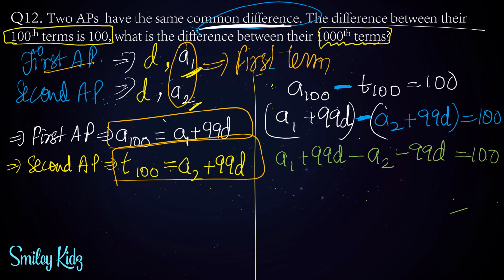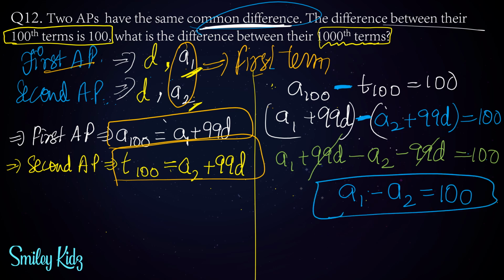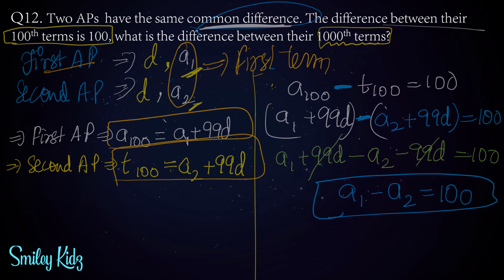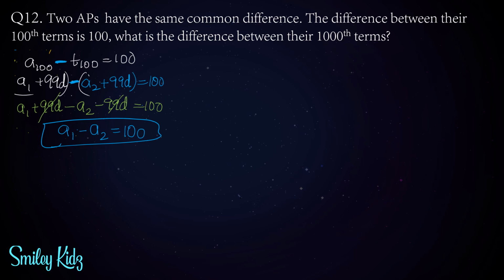Now everyone, plus 99D and minus 99D get cancelled. We'll be left with A1 minus A2 is equal to 100, because we are not sure whether the first terms are the same or not, isn't it? So we have arrived at this particular equation. Now let me put this on hold and move on to the next part of the question.